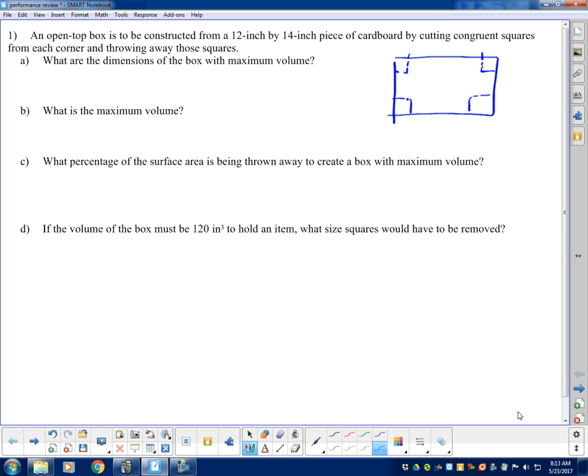So we've got 12-inch by 14-inch, so if this is 12 and this is 14, and each of these corners is an x by x square, then from here to here is 14 minus 2x. And up here, from here to here, is 12 minus 2x.